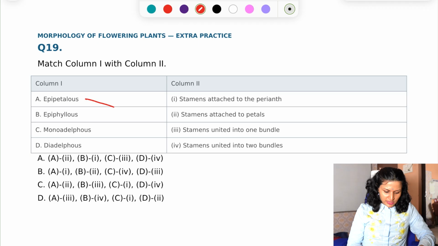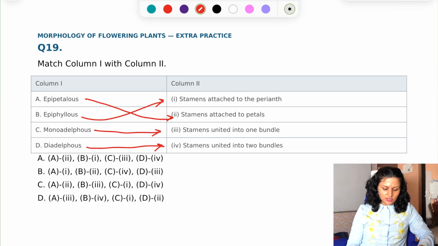Epipetalous: stamens are attached to petals. Epiphyllus: stamens attached to the perianth. Monoadelphous: stamens united into one bundle. Stamens united into 2 bundles. 2, 1, 3, 4. Correct answer for question 19 will be option A.